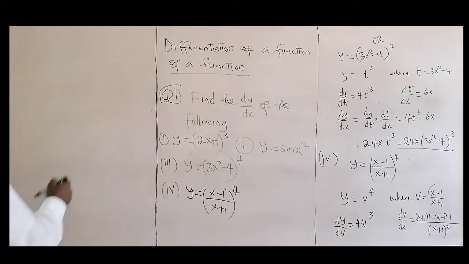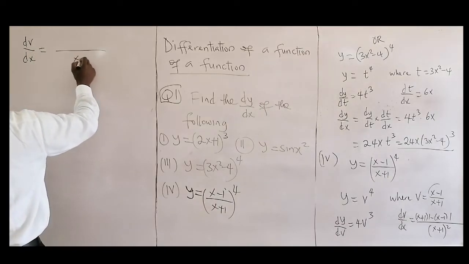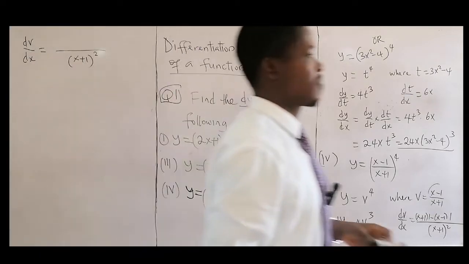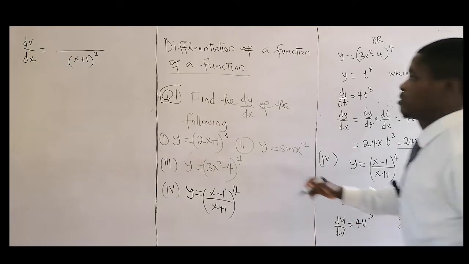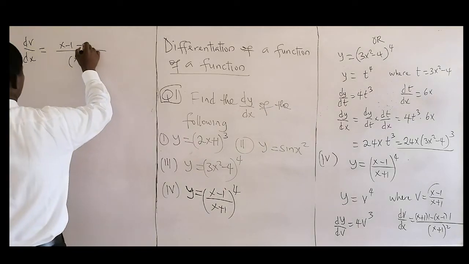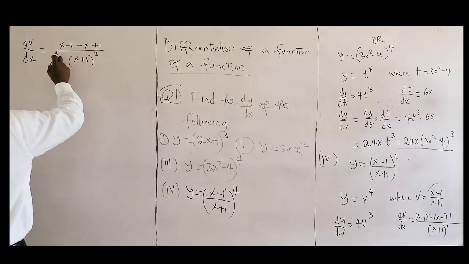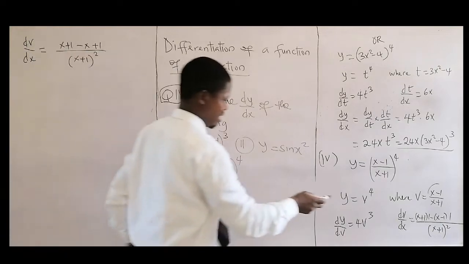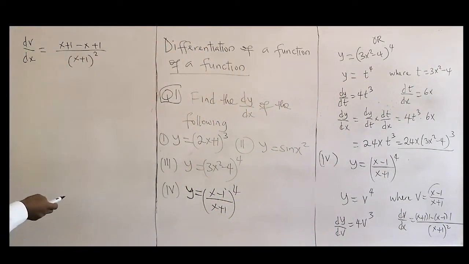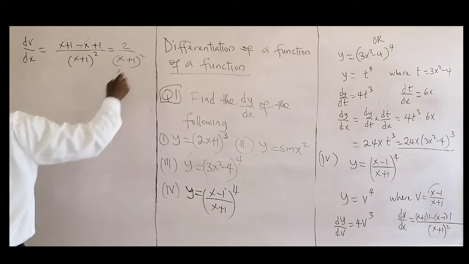So, we now have dv/dx will be equal to (x+1)², (x+1) times 1, and then minus (x−1) times 1. So minus x plus 1 minus x, open the bracket, and then plus 1. So minus x will cancel, x plus 1 minus x plus 1 will cancel, and I have 2 over (x+1)². So that's that for that.